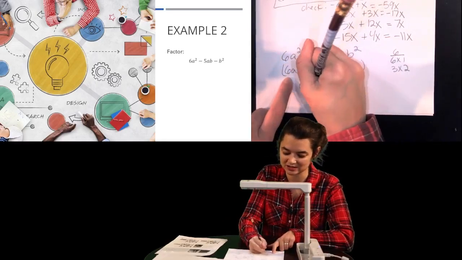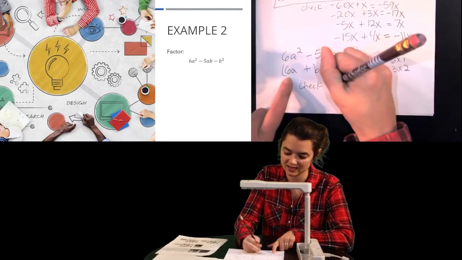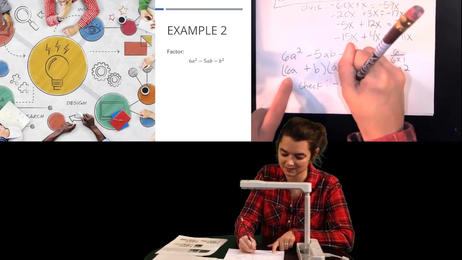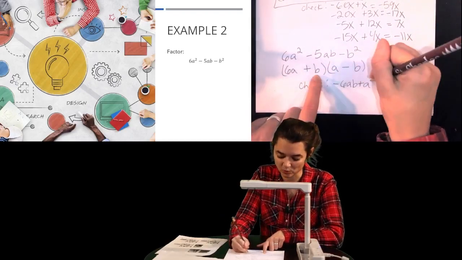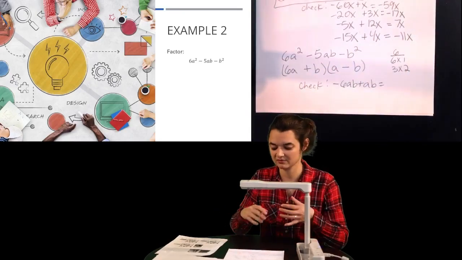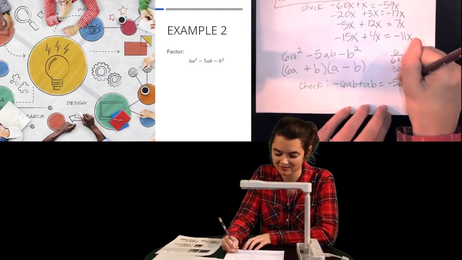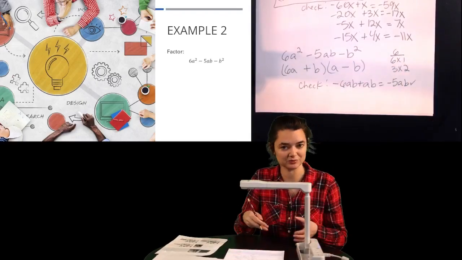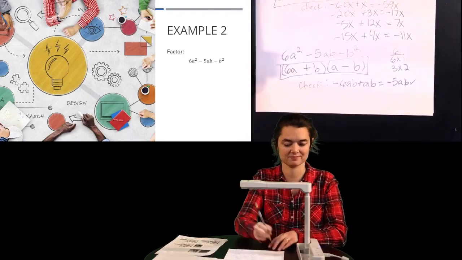So if I check this, I'm going to have my outside. So 6a times negative b would be negative 6ab. My inside, b times a, is 1ab. And if I add those, negative 6ab plus ab, I will get negative 5ab, which is exactly what we were looking for. And hooray, we actually got it first try this time.